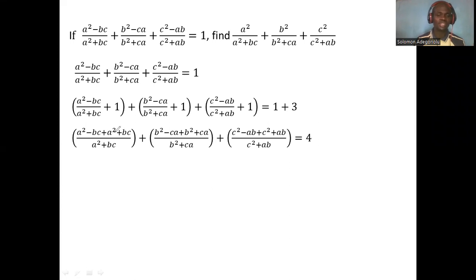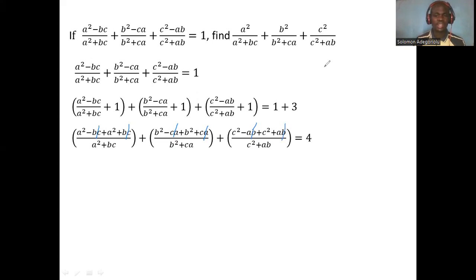When we take a critical look at the numerator in each bracket, we'll see that we can actually eliminate some variables. Now let's take a look at it. We can eliminate minus bc and plus bc, okay? Minus bc will cancel plus bc. We can eliminate minus ca and plus ca. And lastly, minus ab will cancel out plus ab.